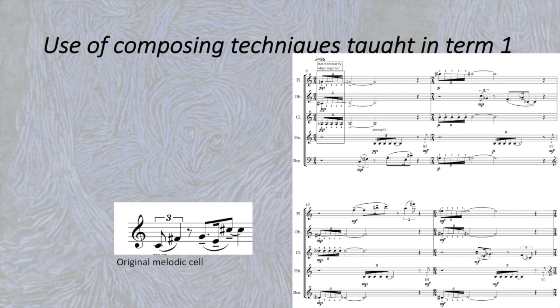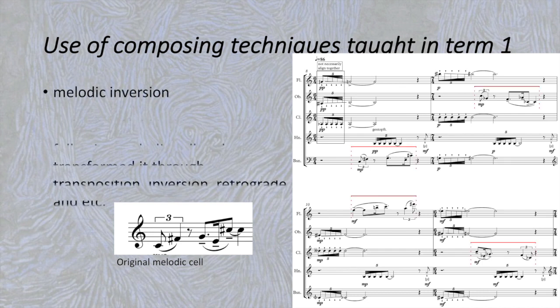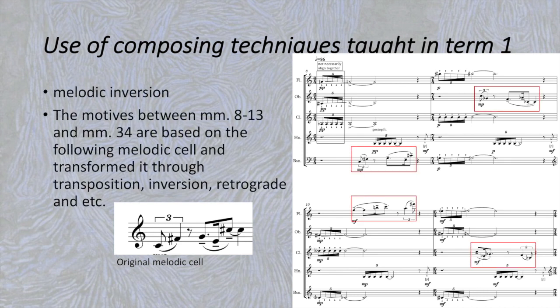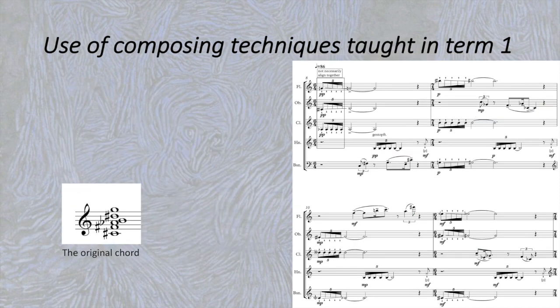In fact, this chamber work incorporates various composing techniques taught in Term 1. For example, melodic inversion. The motifs between measure 8 to 13 and measure 34 are based on the following melodic scale and transform it through transposition, inversion, retrograde, and etc.